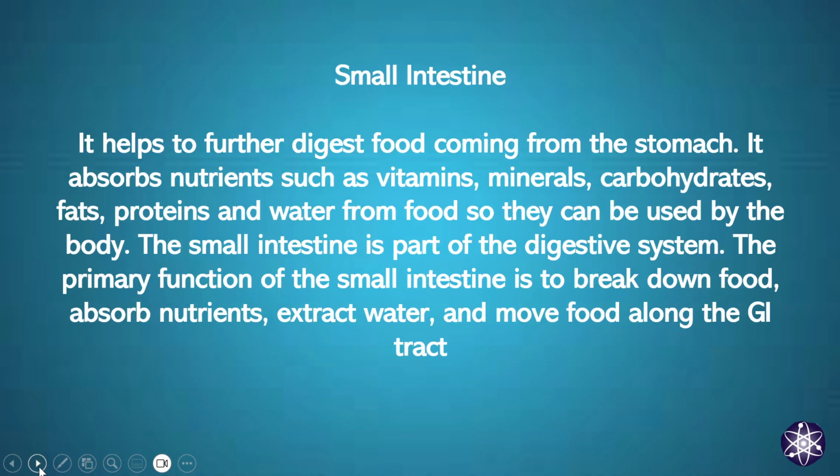The small intestine. Now, the small intestine helps to further digest food coming from the stomach. It absorbs nutrients such as vitamins, minerals, carbohydrates, fats, proteins, and water from food so they can be used by the body. The small intestine is part of the digestive system. The primary function of the small intestine is to break down food, absorb nutrients, extract water, and move food along the GI tract.